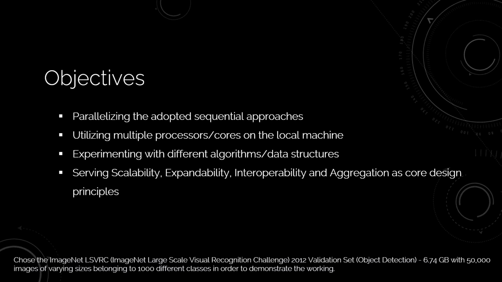Our objectives include parallelizing the involved sequential approaches by making use of multiple processors or cores on the local machine, also by experimenting with different algorithms and data structures, while still serving scalability, expandability, interoperability, and aggregation as our core design principles. So for this purpose, we have chosen the ImageNet LSVRC 2012 validation dataset for object detection with around 50,000 images of varying sizes belonging to 1,000 different classes in order to demonstrate the working.